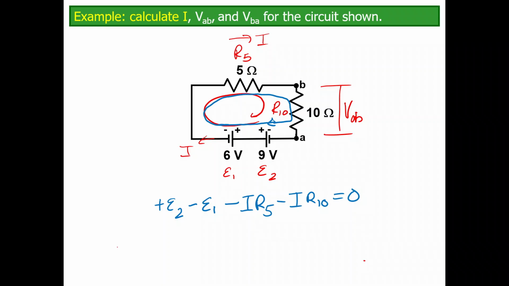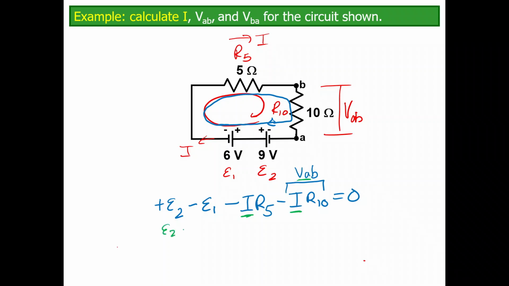So I'm looking for VAB, which is actually this component right here. That's VAB. I could have just left it VAB in that equation, but the problem is that would give me 2 unknowns in my equation. I wouldn't know I and I wouldn't know VAB. So by substituting in IR10 using Ohm's law, I only have 1 unknown, and that is just I. So I'm actually going to solve for that first.